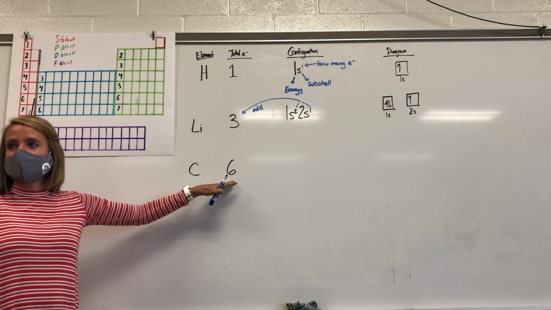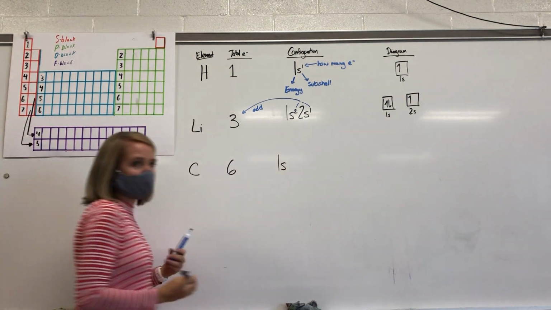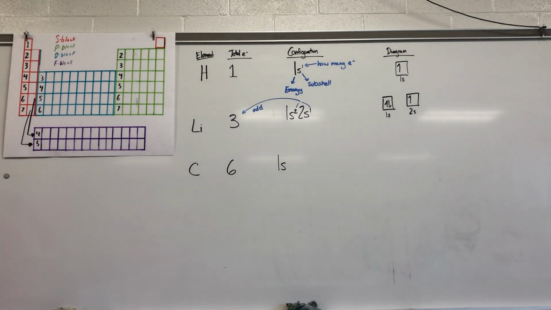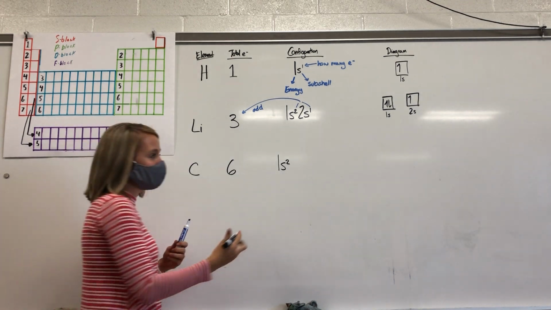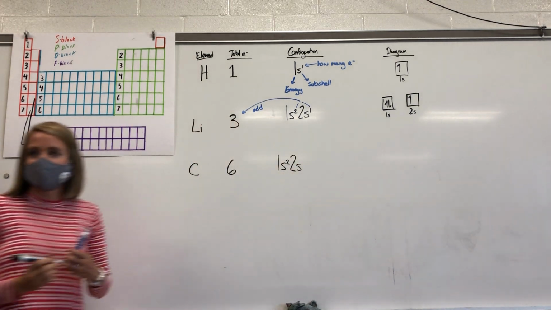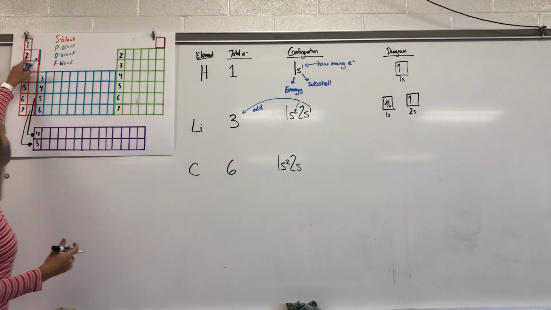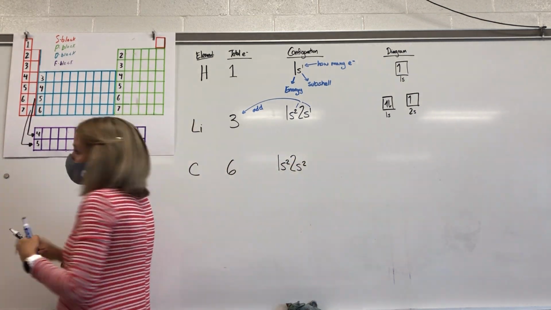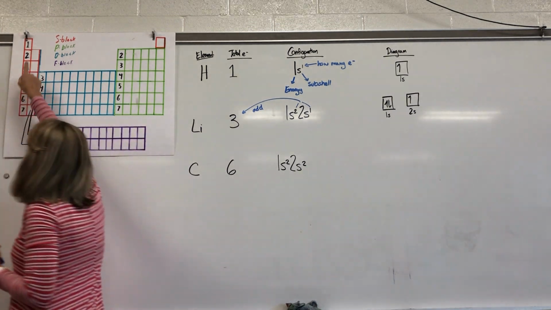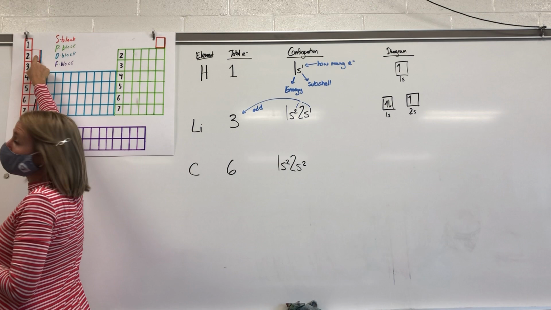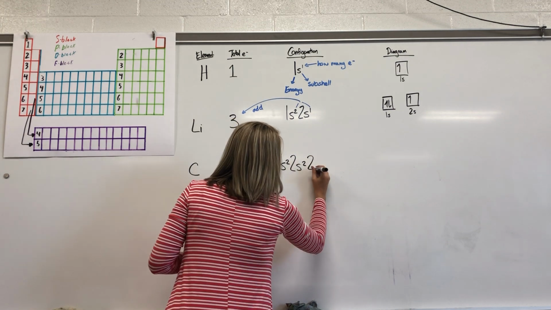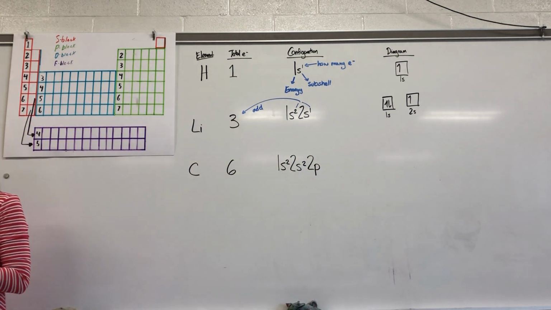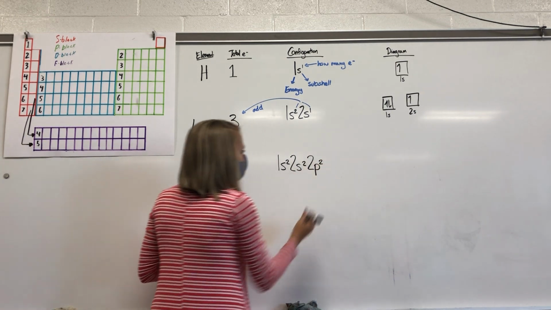Always start from the first room. What's the first room? 1s. I'm going to put 2 electrons in there because it's full. The next place I go is the 2s. I'm going to fill that up all the way. Okay, take a look here at my map for a second, everybody. So I fill up this, I fill up this. Now I go across to the 2p orbital. How many electrons do I have left? 2. And so we're done.